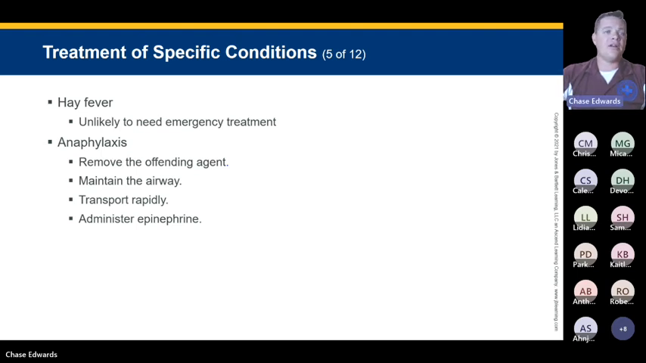So for hay fever, you want to manage the airway and give oxygen according to their level of distress. Moving on to anaphylaxis, you want to remove the offending agent. So if you need to brush off any chemicals, or brush that stinger off, always make sure, though, that you provide aggressive airway support and airway management. Oxygen, and make sure you promptly transport those patients.